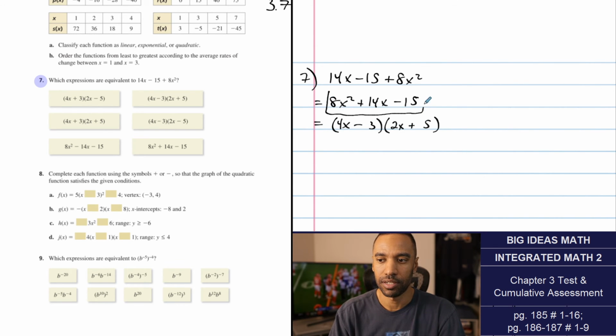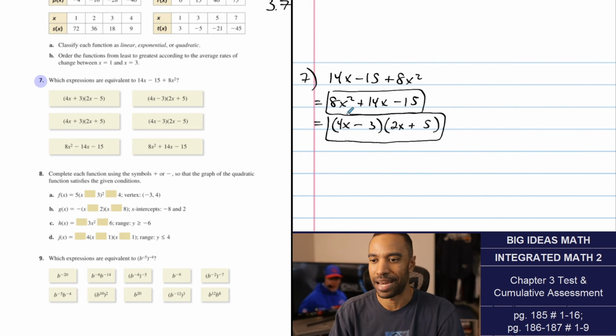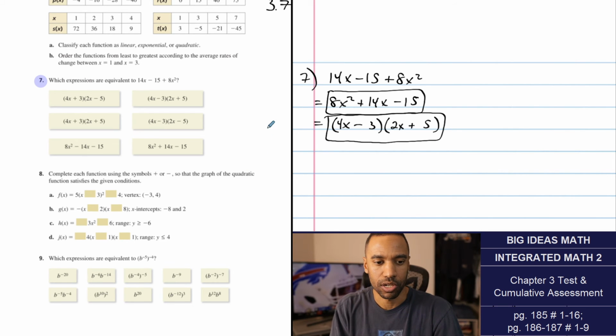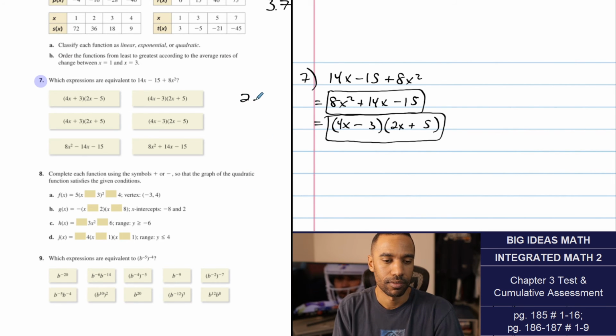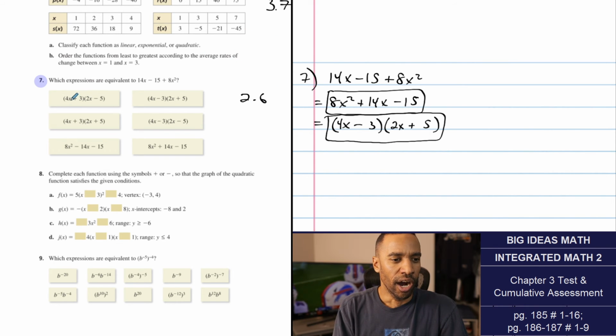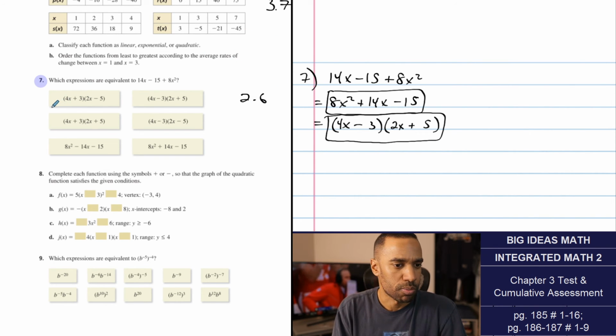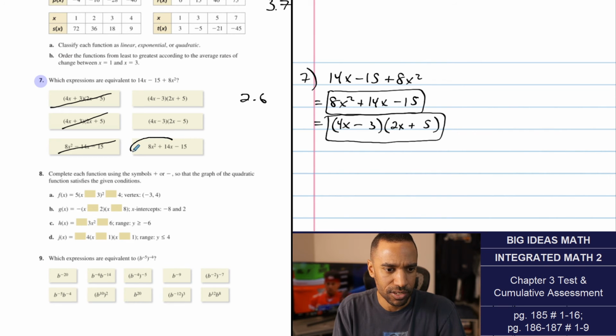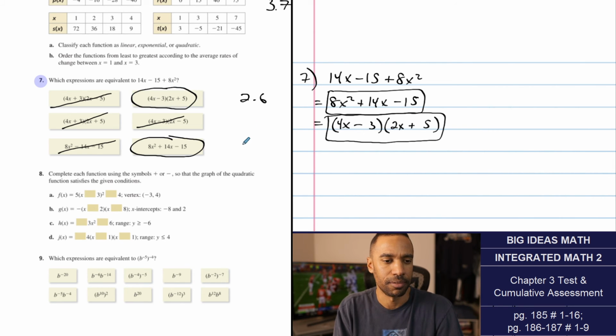So this is equivalent, and this is equivalent. I'm going to find those two and see if there's any reason to find anything else that'll work out of that. As far as section goes, this should be 2.6. That's where we started doing factorization of that kind. So 4x minus 3 times 2x plus 5. Not that one. Not that one. Standard form, no, not quite. It was this. And not that, and yes, this. So these are the two that are equivalent to that there.